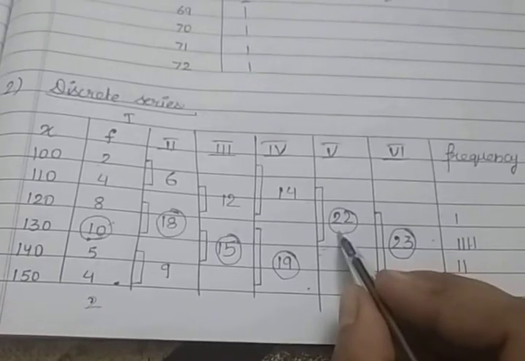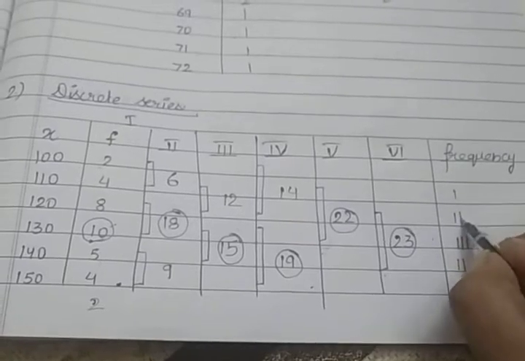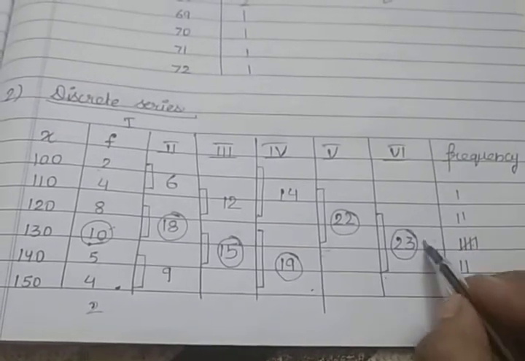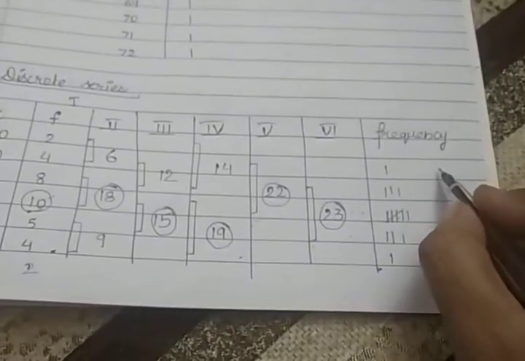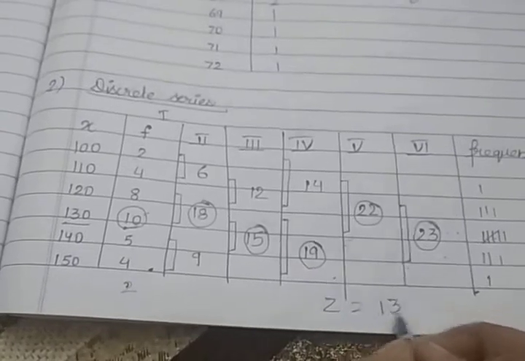Now 22 we got by the calculation of these 3 values. So in front of 1, 2 and 3. After that, 23 we got by these 3 values. So 1, 2, 3. Now the frequencies are 1, 3, 6, 3 and 1. So 6 is the highest frequency, so that means our mode is 130. So Z is equal to 130.